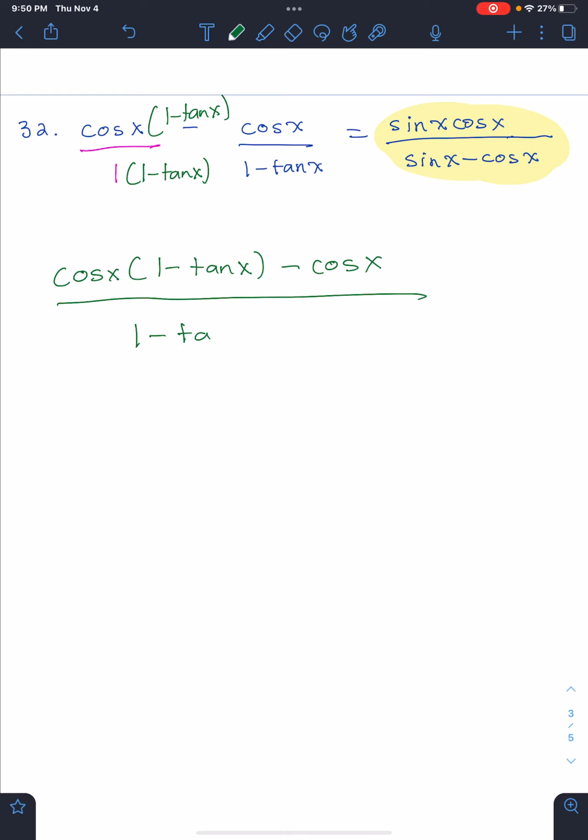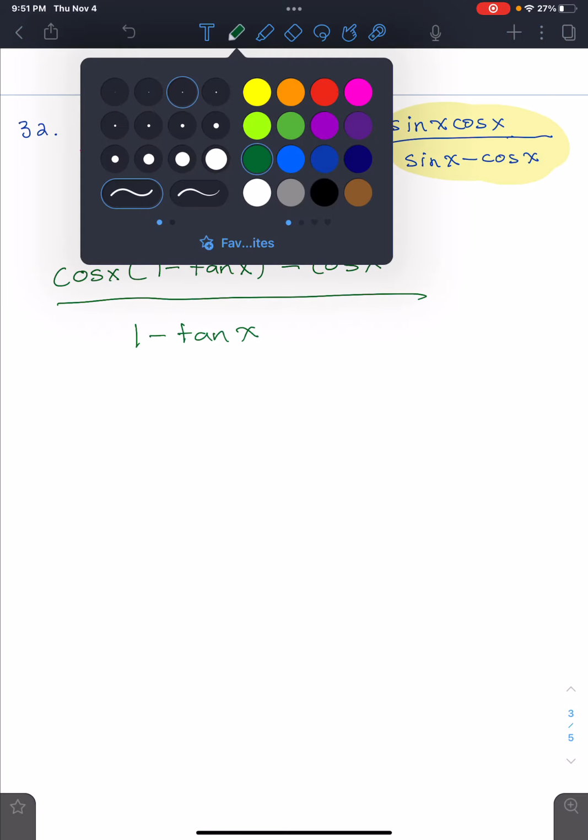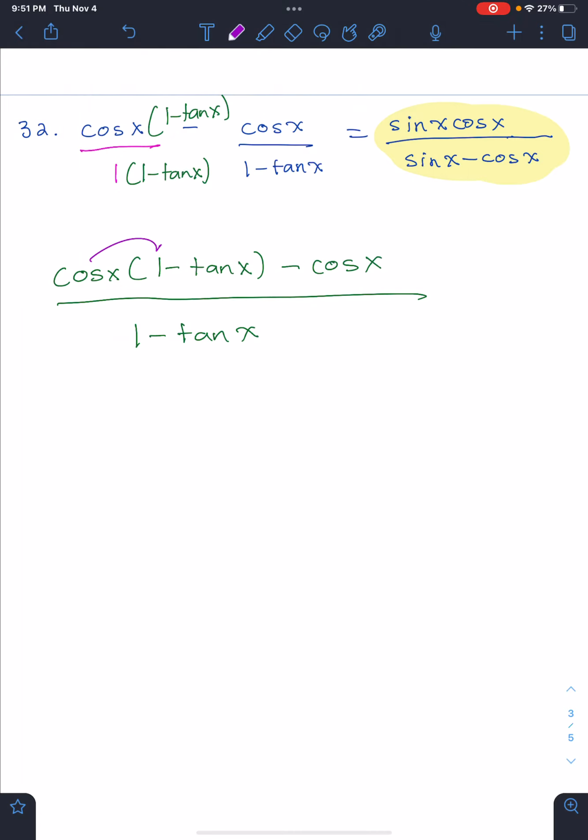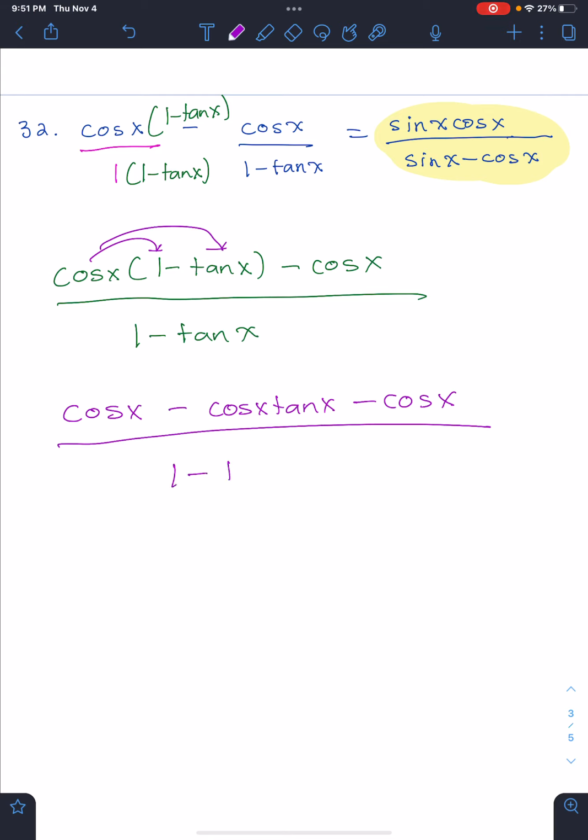Also, don't forget, when you're subtracting fractions, copy your denominator once, put all your terms in the numerator on top, and now we will evaluate what's on top. So now I'm going to take cosine and multiply it by both terms beside it. So I'm going to get cosine of x minus cosine of x tangent of x minus cosine of x over 1 minus tangent of x.